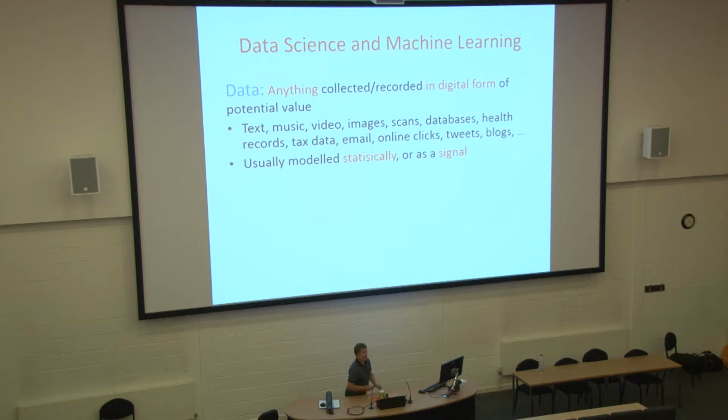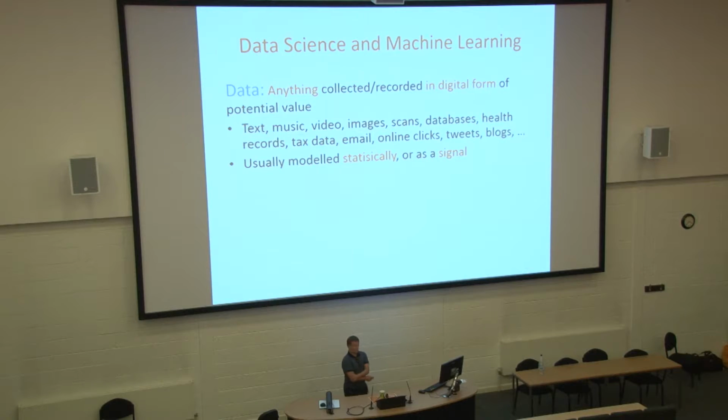So the first part. By data, what I mean is just anything that has potential value and that you have in digital form. And if you don't have it in digital form, just take a snapshot of it with a camera and then it's data, right? So data is anything that has potential value. Could be text, video, images, scans, whatever you wish. And data in data science is usually modeled statistically, or as a signal in signal processing.